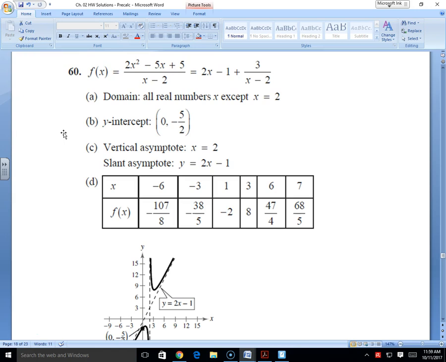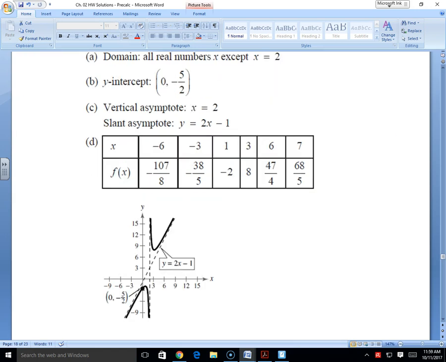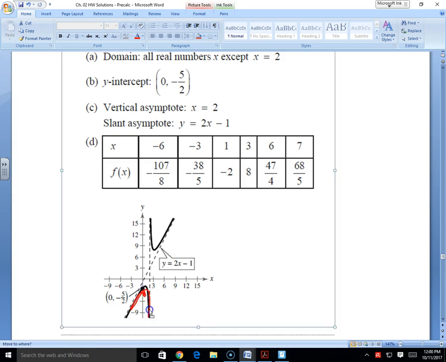Now they went ahead and tried to find some extra points. Long story short, after you graph your vertical and your slanty, all you really needed were just a couple points. This one gave us 0 and negative 5/2, so maybe you were able to figure out that it has to somehow fit in there. And if that one fits in there, I bet this one fits in there also. So maybe you could have guessed it even without the table. Remember I said the table's optional if you can't figure out how to sketch inside. Okay?